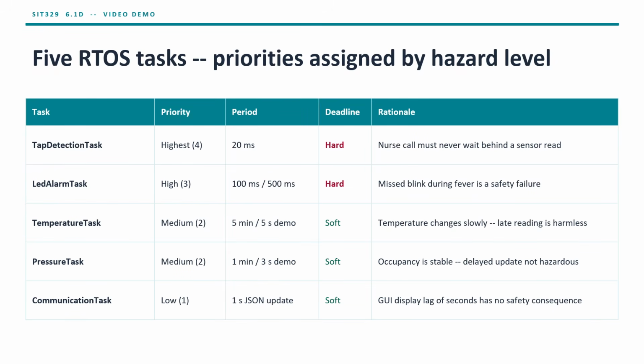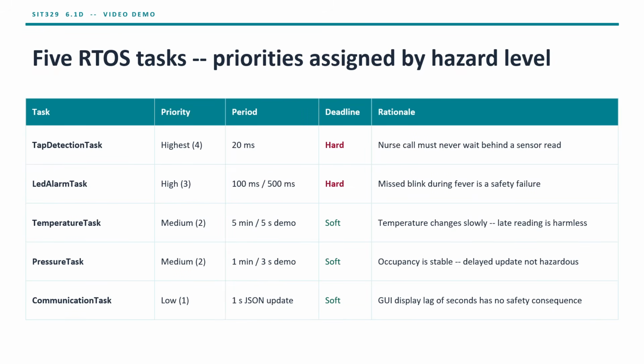Temperature task and pressure task are both medium priority with soft deadlines. Body temperature and bed occupancy are both slowly changing physical variables, so a reading that arrives a few seconds late has no meaningful clinical effect. Both tasks use vTaskDelayUntil for drift-free periodic scheduling.